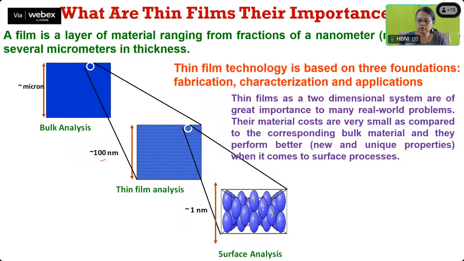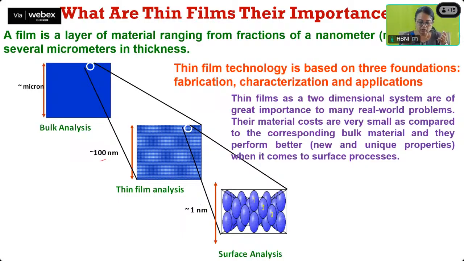So thin film technology is based on three foundations: fabrication, characterization, and application. Fabrication is thin film deposition, which we will be covering in this lecture. And characterization, you have already learned a few of the characterization techniques. And applications, one of them will be photovoltaics. So thin films are basically two-dimensional systems and are of great importance to many real-world problems. Their material costs are very small.